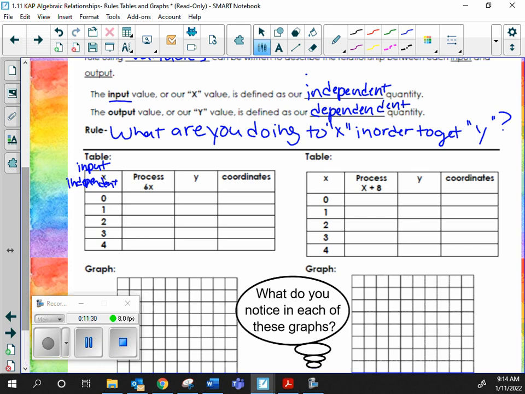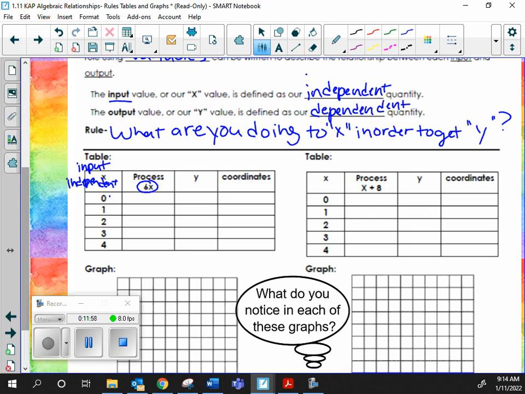All right. In this problem, it says 6x. 6x means what operation? Multiplication. Very good. It's going to be weird, and we have to get used to it. When there's no symbol, it's just the number and the variable next to each other, we're going to multiply. I'm going to be replacing x with each of these input values.